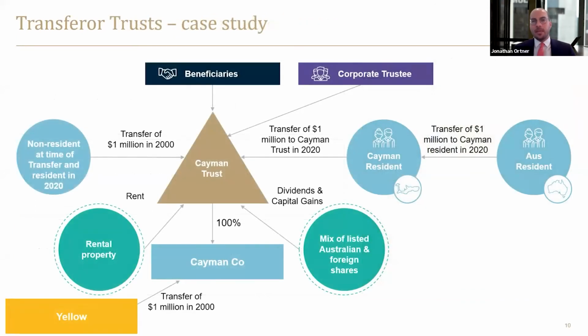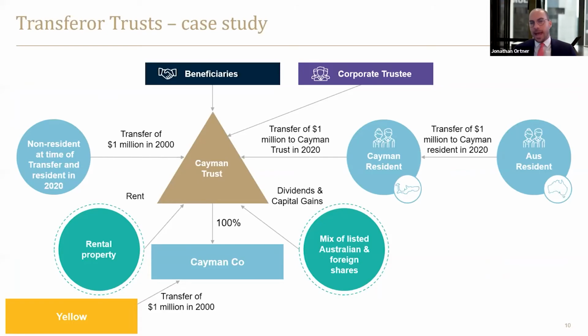So just to recap and to give you a bit of context to the different requirements, you've got what looks like a relatively complicated diagram, but I'll just break it up into its different sections. So the first question that we need to ask when considering the application of transfer of trust rules is, number one, do we have a foreign trust?